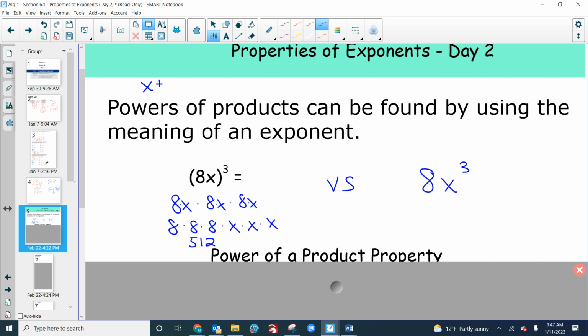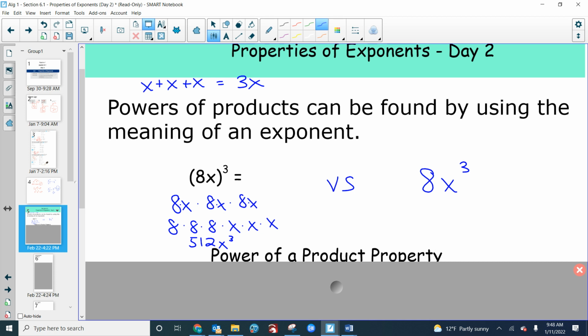What's x plus x plus x? That's 3x. Do you agree? Yes. X times x times x cannot be 3x. Did you just do 8 plus 8 plus 8? No, you did 8 times 8 times 8. That was 8 to the third power. X times x times x is x to the third power. Do you all agree it's 512 x to the third power?